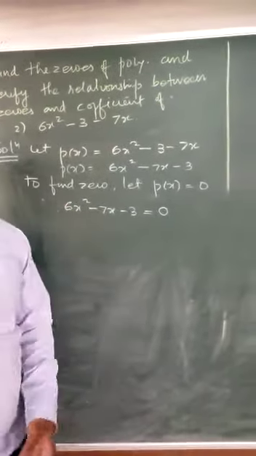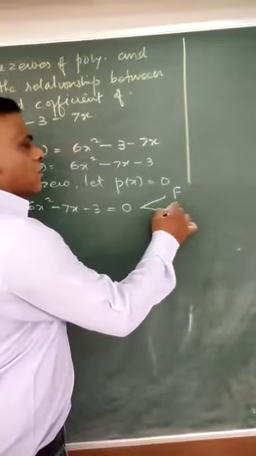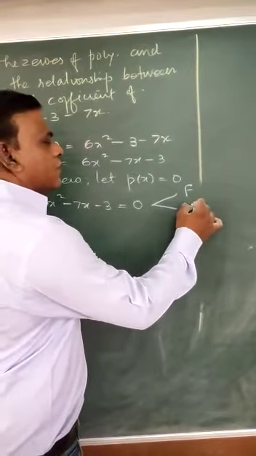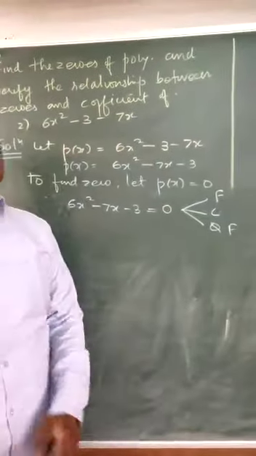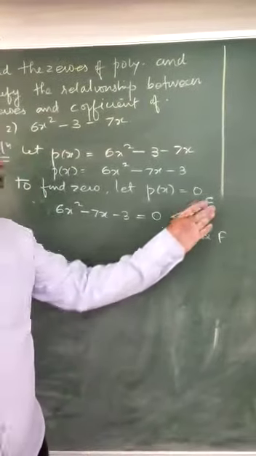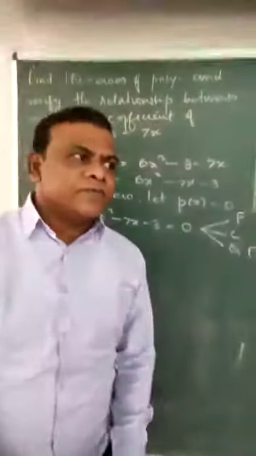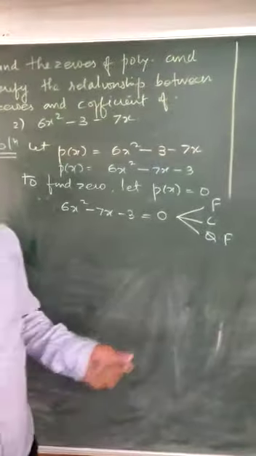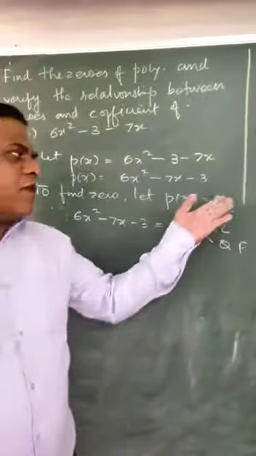This has become a quadratic equation in x, and now we have three methods: factorization, completing the square, and the quadratic formula. It is up to your choice; whichever method you want, you can use to find the zeros of this quadratic polynomial. In my case I am going to use the method of factorization. We can see that the coefficient of x square is other than 1.